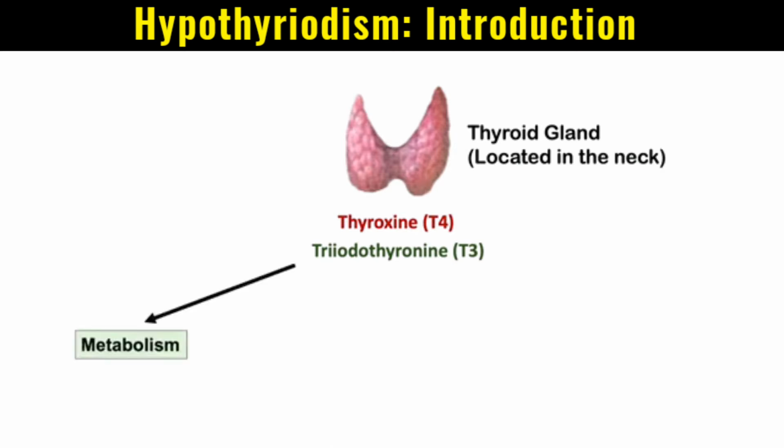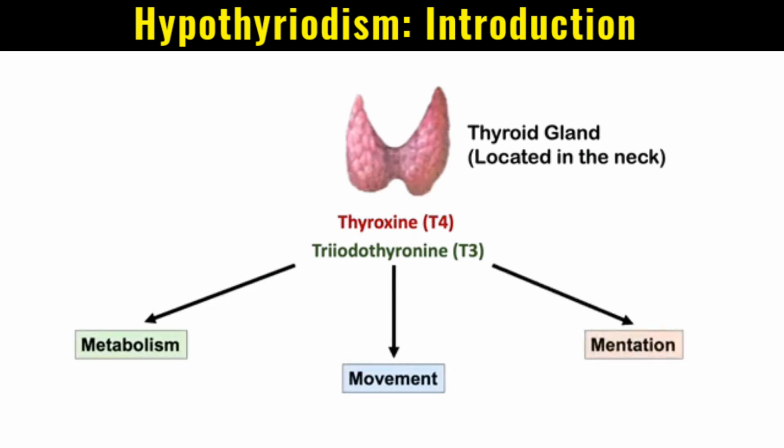One is metabolism, another is movement, and another is mentation. And I use these specific words because they can help us remember what the thyroid hormones do. The thyroid hormones are involved in the three M's. M for metabolism, M for movement, and M for mentation. So you can think of the thyroid hormones activating each of these. Thyroid hormones increase metabolism, increase movement, and increase mentation, or thinking, or thought processing.